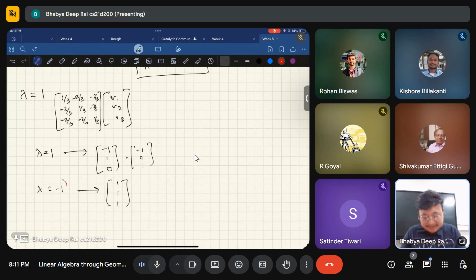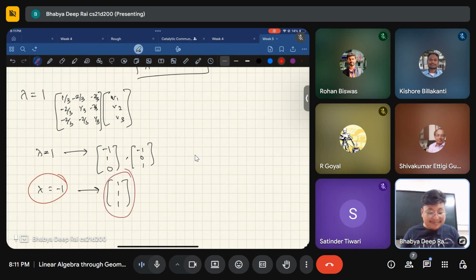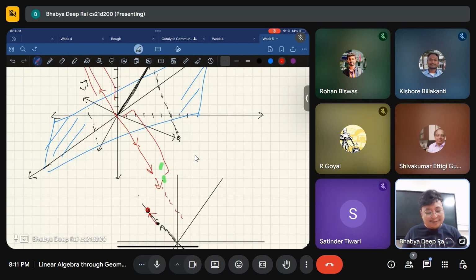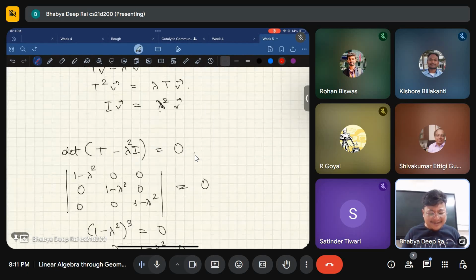That is what the eigenvalue represents. Lambda equals minus 1. Now what does 1 comma 1 comma 1 represent? It represents all those vectors which lie on this axis. Now what is the second vector then? What does the second vector really do?